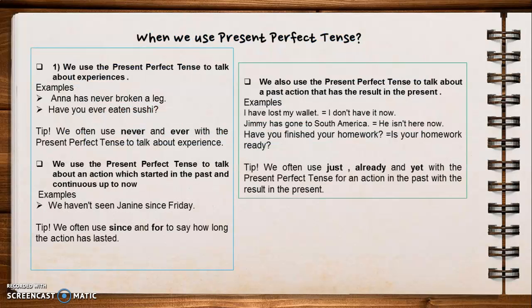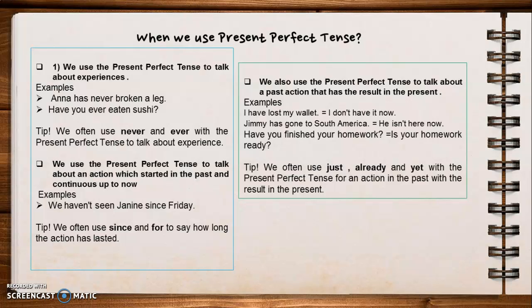Okay, good. Next, selanjutnya, when we use present perfect tense, jadi kapan sih kita gunakan present perfect tense ini? First, we use the present perfect tense to talk about experiences. For example, Anna has never broken a leg. Jadi di sini, Anna has never broken a leg. Jadi sesuatu yang pernah terjadi, ya.